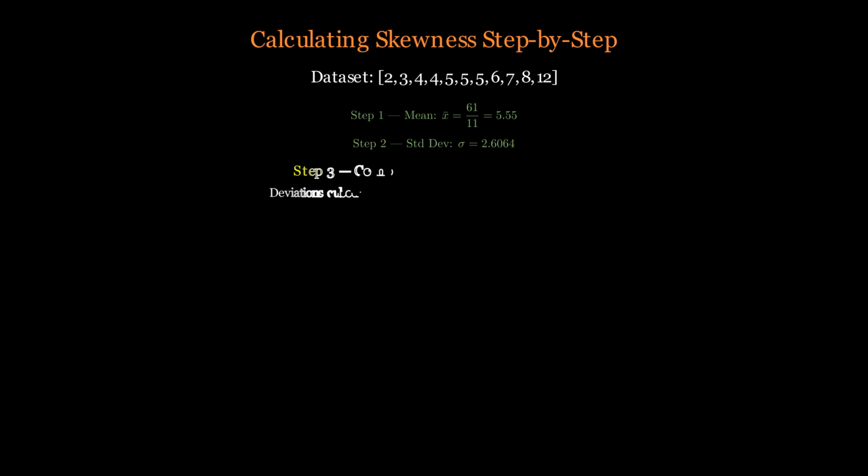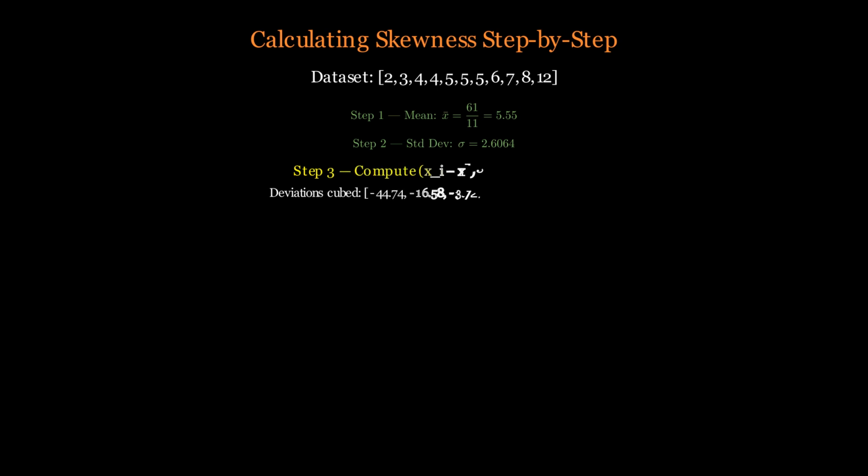Let's compute skewness step by step for a familiar dataset. Our data is 2, 3, 4, 4, 5, 5, 5, 6, 7, 8, 12. Step 1. Calculate the mean. Sum is 61. Divided by 11, giving 5.55. Step 2. The standard deviation is 2.6064.